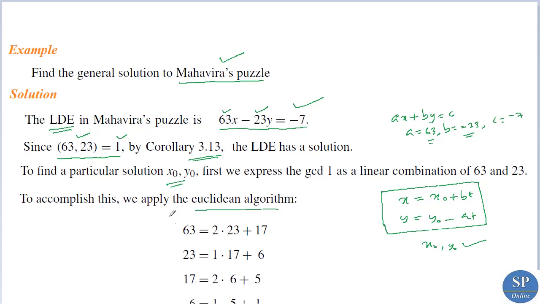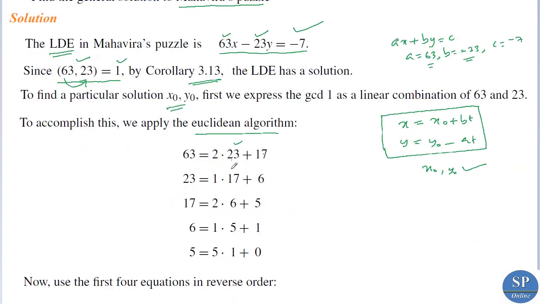Dividing 63 by 23, by the division algorithm we get 63 equal to 2 into 23 plus 17. 2 into 23 is 46, plus 17, that is 63. Now 23 equal to 1 into 17 plus 6. Now 17 is equal to 2 into 6 plus 5. Now 6 equal to 1 into 5 plus 1. Now 5 equal to 5 into 1 plus 0. Our aim is to express 1 as a linear combination of 63 and 23.